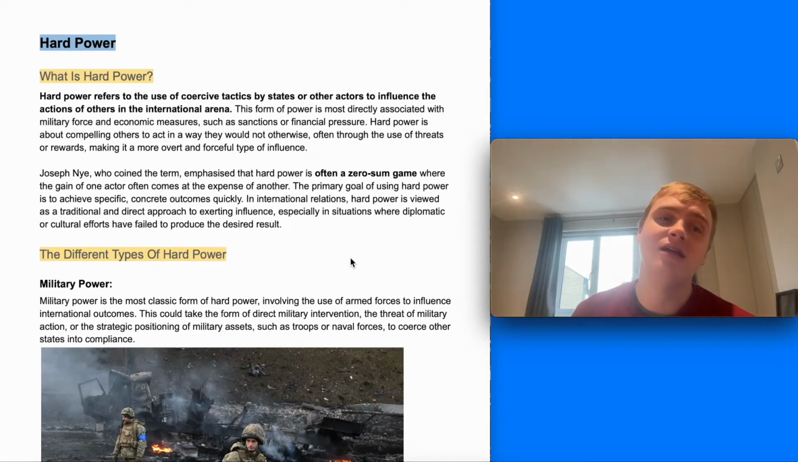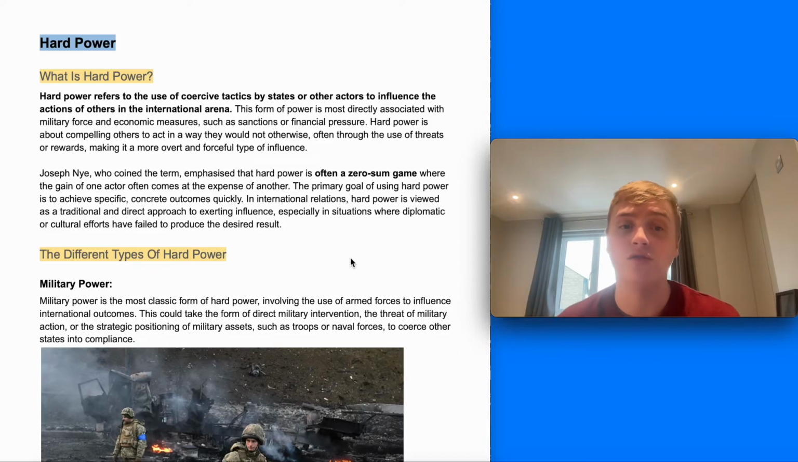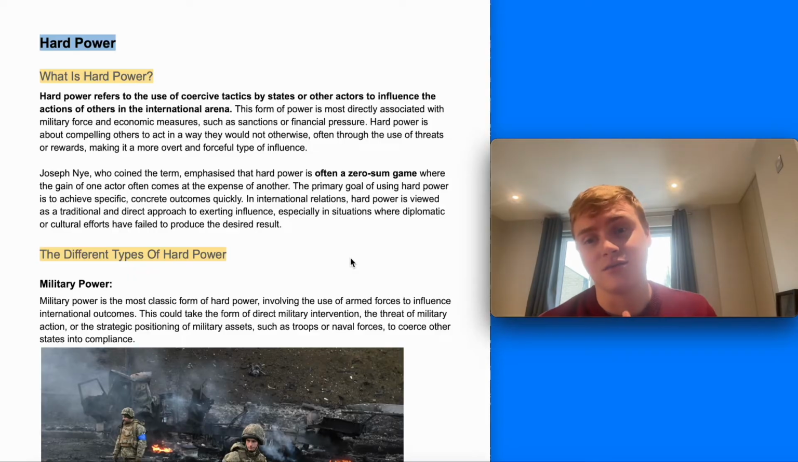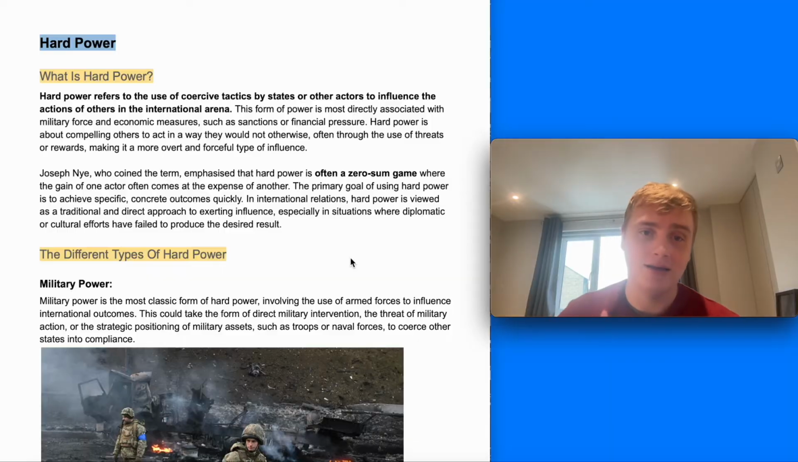So let's start then by looking in detail at hard power. So as I mentioned, hard power is the use of coercive tactics by states or other actors to influence the actions of others in the international arena. And I've put this in bold because you can learn these definitions. They can actually be really good sometimes using introductions or the start of some of your paragraphs in your 30-mark essays. It's most directly associated with military force and economic measures such as sanctions and financial pressure. And it's compelling others to act in a way they wouldn't otherwise, because if they would otherwise, you wouldn't have to force them effectively.